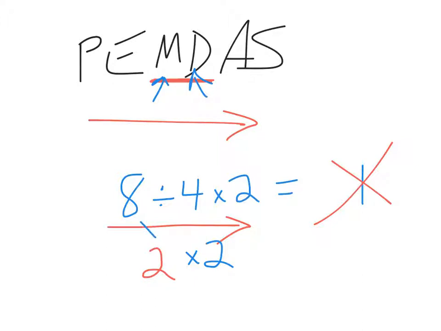So that 8 divided by 4, that 2 was my answer from that. So that's 2, and then we'll take 2 times 2, and that gives me an answer of 4. So this is the correct answer for this problem.